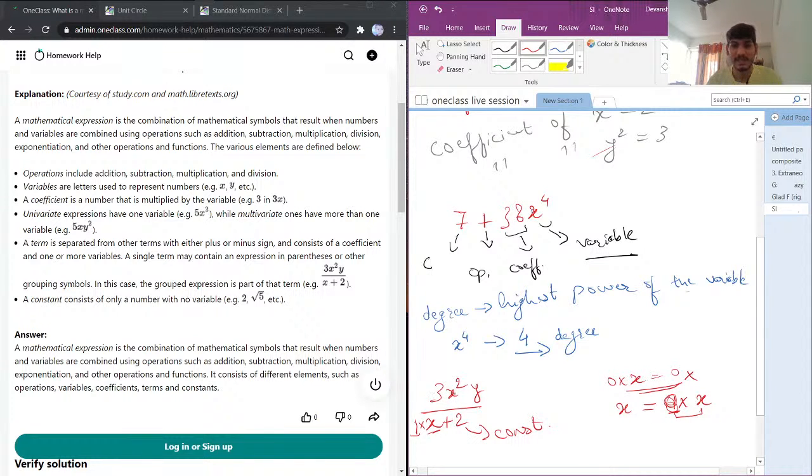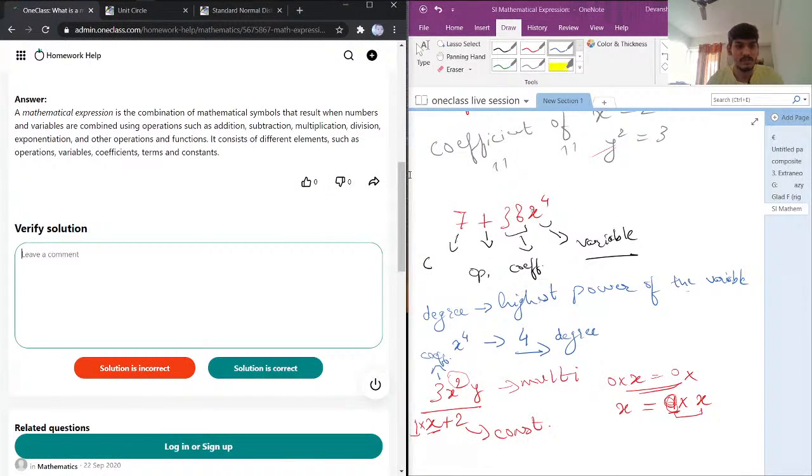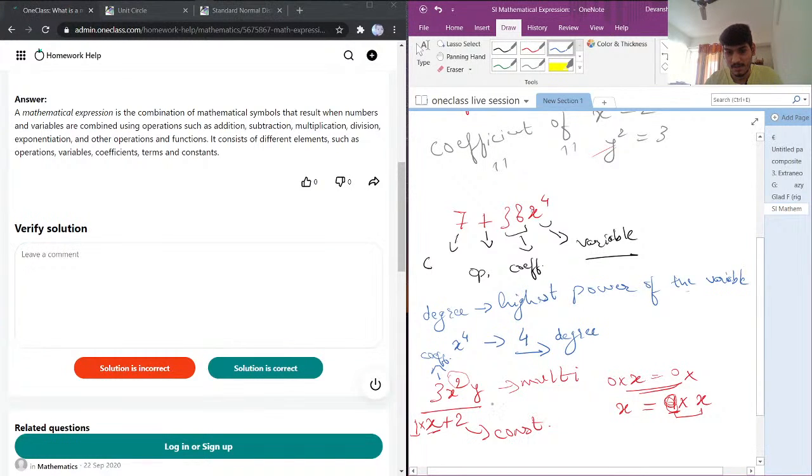And here we have 3x square. Again we have the degree of the polynomial, which is 2. This is a multivariate, and 3 is my coefficient. We have x and y as variables. So the solution reads: a combination of mathematical symbols that result when numbers and variables are combined using operations such as addition, subtraction, multiplication. One more thing I forgot: here the division sign is also an operation, or operand.